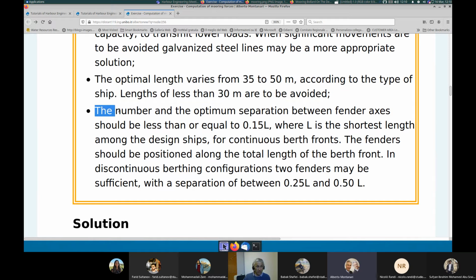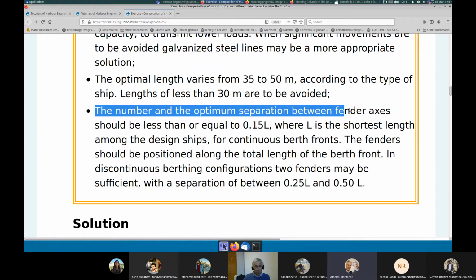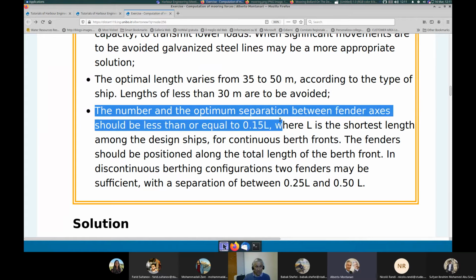Now, about fenders. The number and optimum separation between fender axes should be less or equal to 15% of the shortest length among the design ships, okay? Because fenders are applied, sometimes they are applied also on the ship, but they are also applied on the berth. And therefore you have to size their distance according to several possible ship lengths. And of course, the shorter the distance between the fenders, the better.